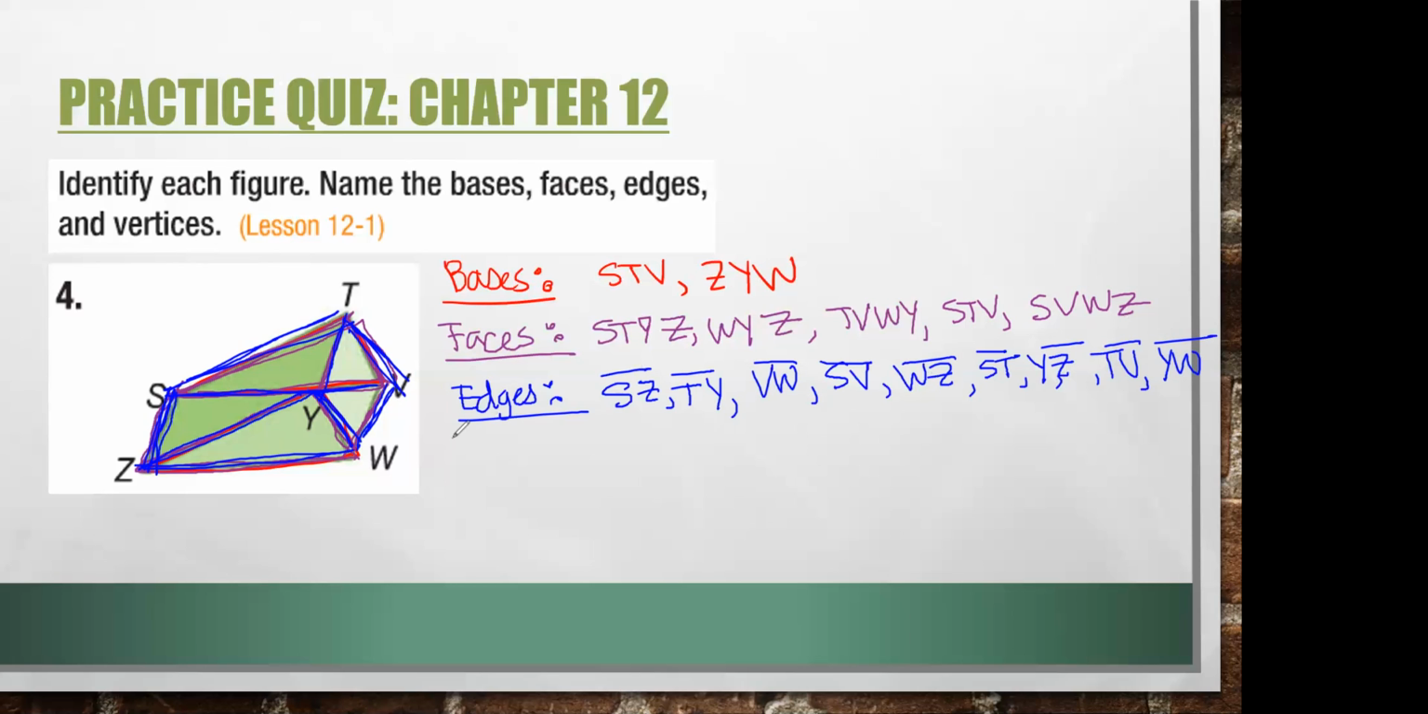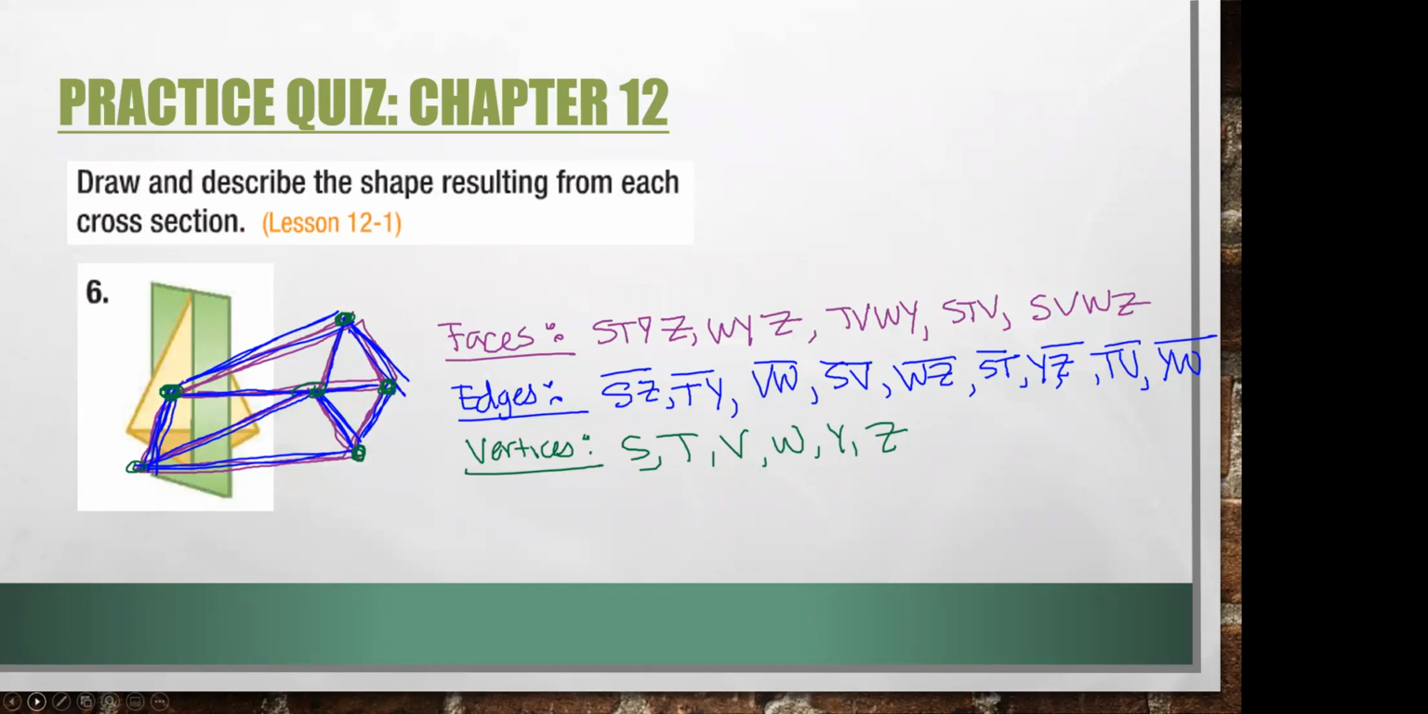And then for the vertices, let's try a green color. Okay, so for the vertices, it would just be S, T, V, W, Y, and Z. Okay, so those are the bases, the faces, the edges, and the vertices. You need to be able to identify each one of those when given a figure.